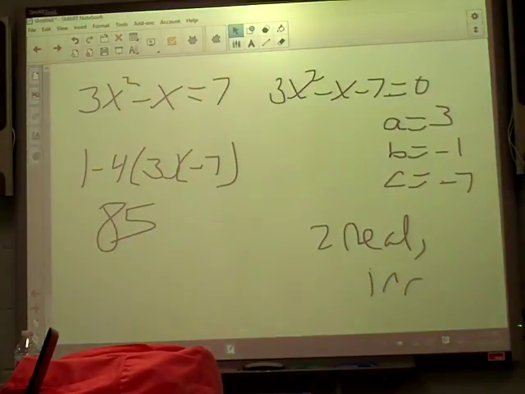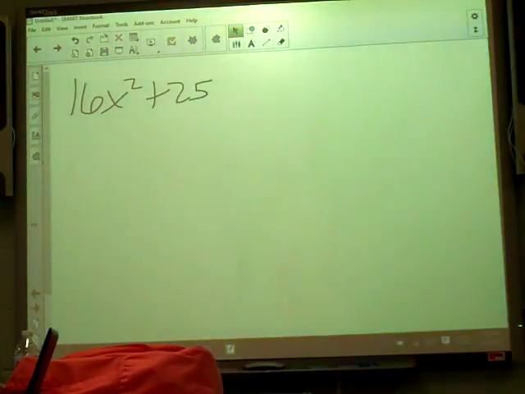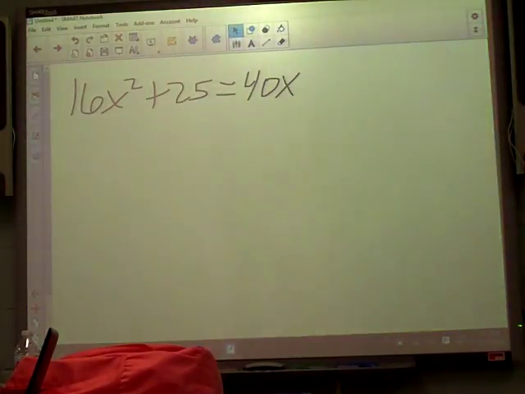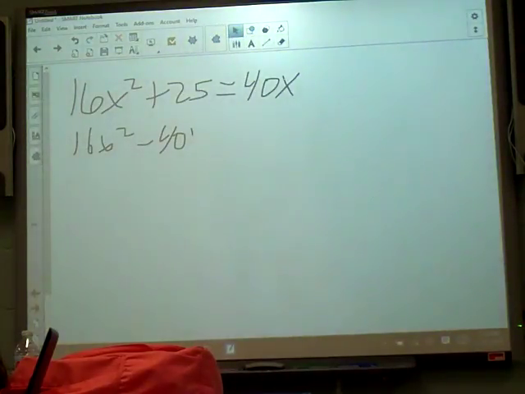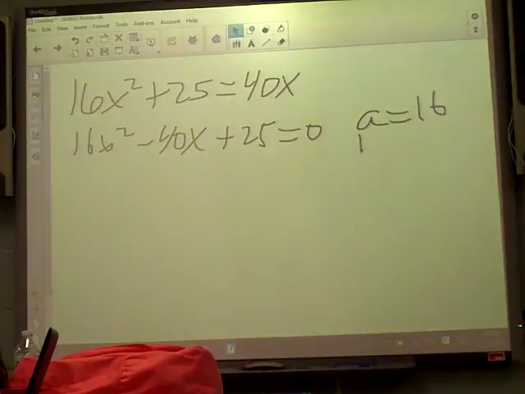Alright, I got one more of those. Hang in there, one more. Alright, this one says 16x squared plus 25 is equal to 40x. Directions are the same. Tell how many and what kind of solutions. Preliminary work. Do we need to do anything here? Yep. Move that 40x. Nice job. 16x squared minus 40x plus 25 is equal to 0. So I got an A of 16, a B of negative 40, and a C of 25.